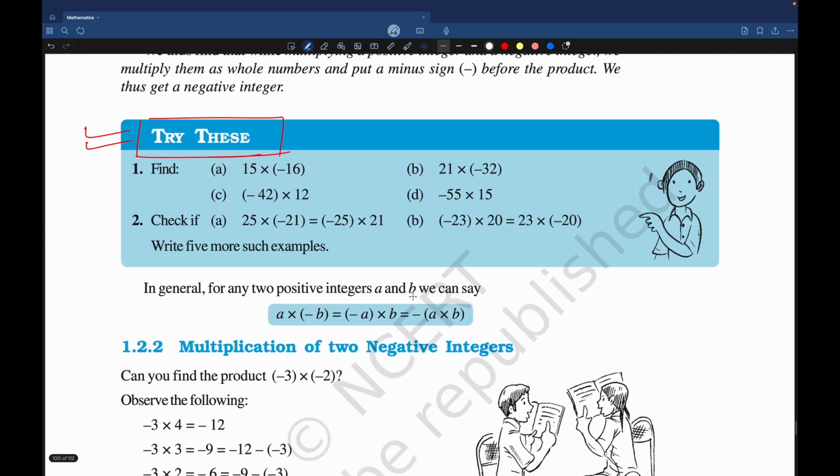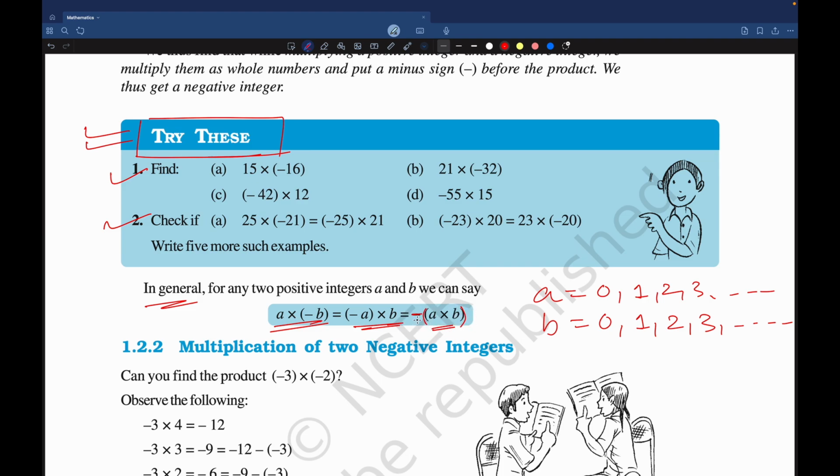So we have solved question number 1 and question number 2. So in general, for any two positive integers a and b, that is a equals 0, 1, 2, 3, any positive integer, and b is also a positive integer 0, 1, 2, 3 and so on, we can write a into minus b equals minus a into b, that is equals minus in bracket a into b.